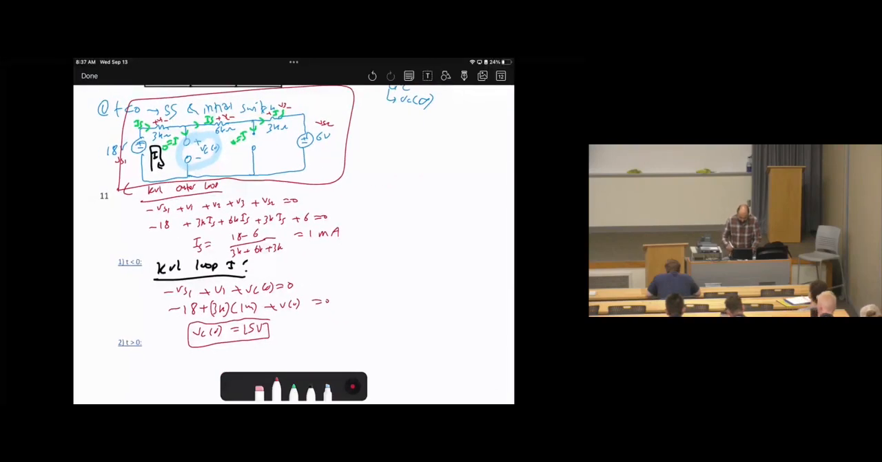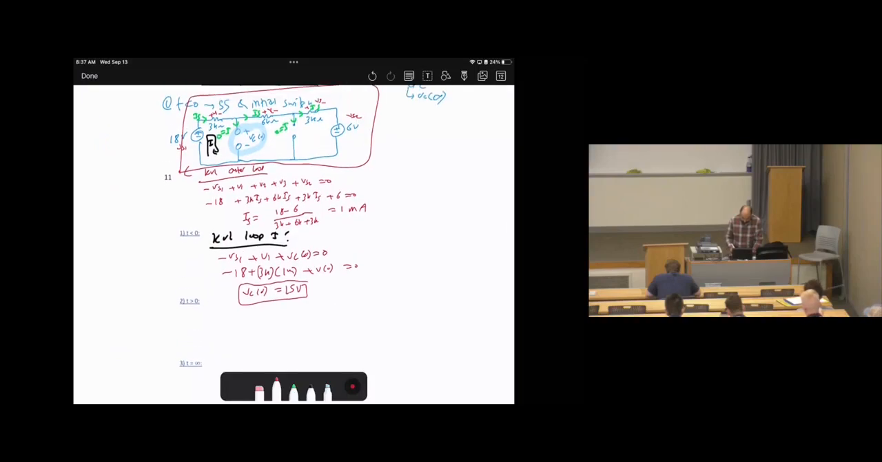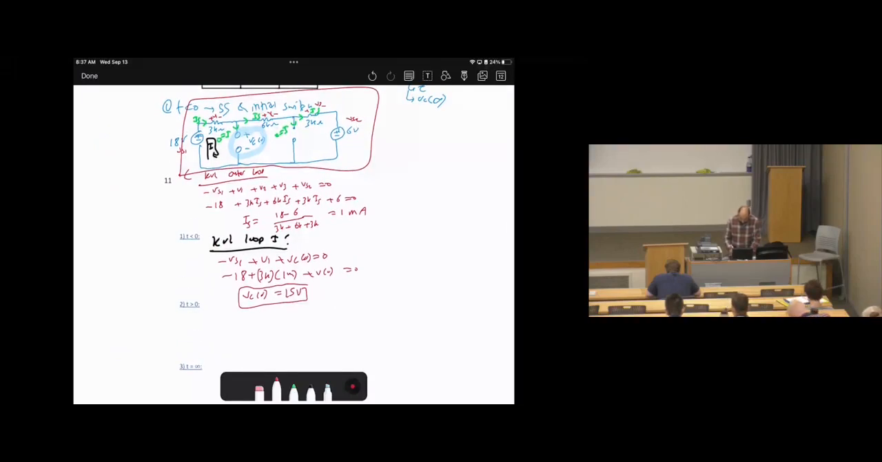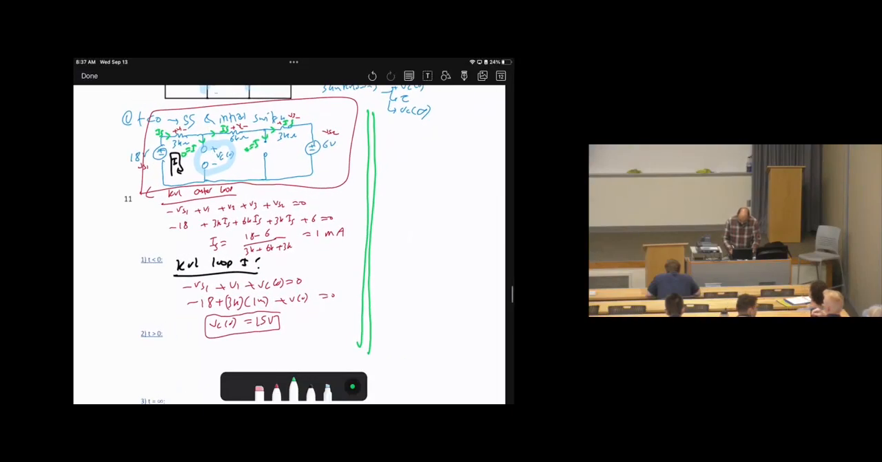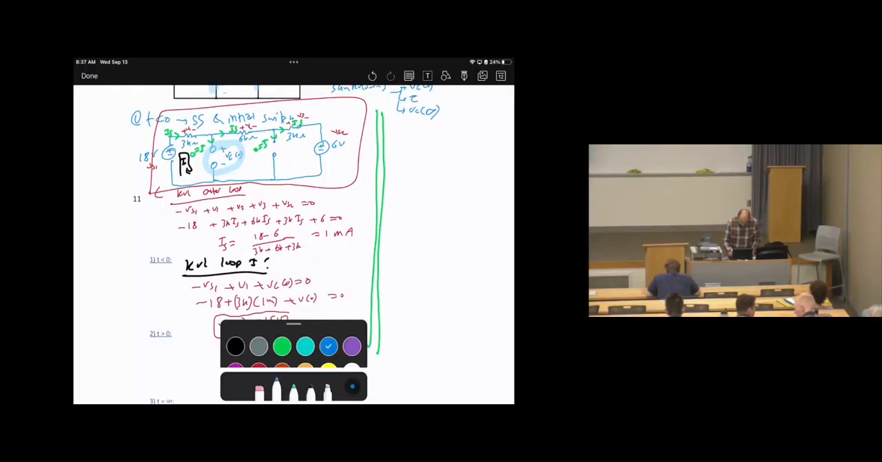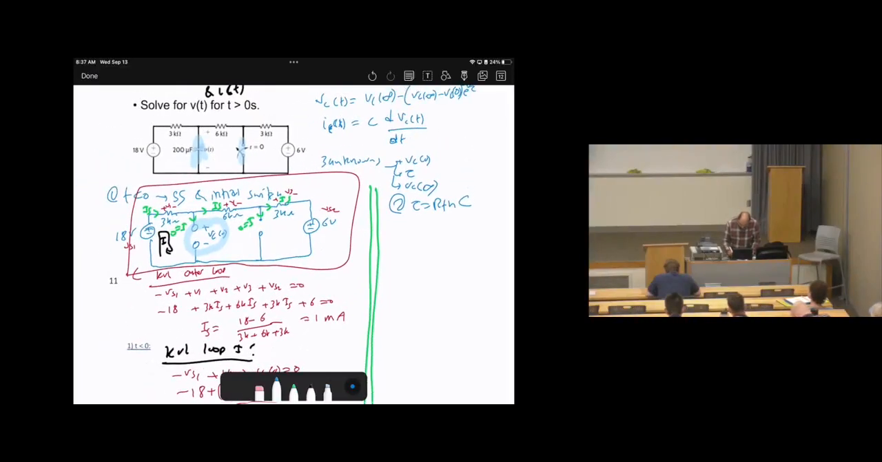Now, for step number 2, we need to find tau. I think to make it easy, I'm going to make step number 2 here. Step number 2, to calculate tau, which is R Thevenin times C. Apply the new switch status. Don't forget the new switch status. Then turn off the sources.